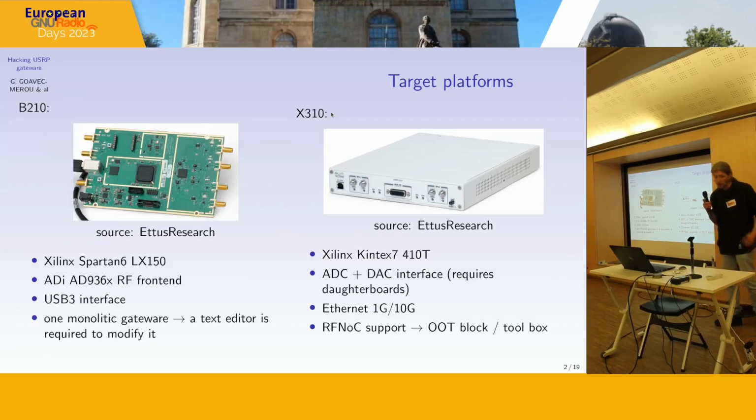The second one is a more expensive board, the X310 with a big Kintex 7, but with A-to-D and D-to-A converters, Ethernet, and the interest of this board is the availability of the RFNoC framework. This acts as a toolbox, so it's possible at build time to select blocks with hard-coded sequence, or to select some additional blocks that may be used or not at the flow graph configuration.